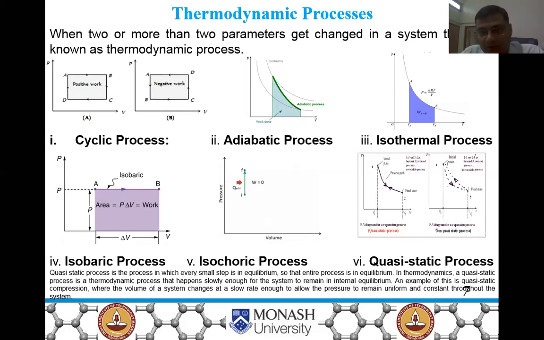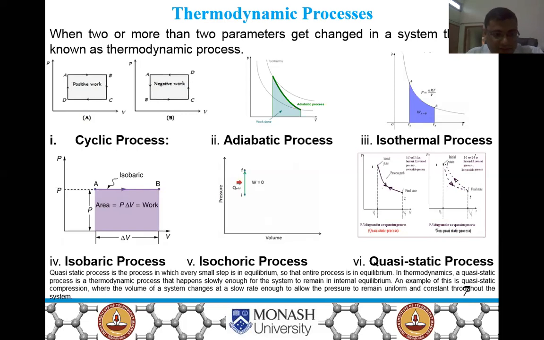Now isothermal process. As we know that PV equal to nRT. T is constant, that means PV is constant. On the y-axis we have P, and on the x-axis we have V. So PV is constant, like xy equal to c, a square hyperbola. We can see here that it is represented by a hyperbolic curve.